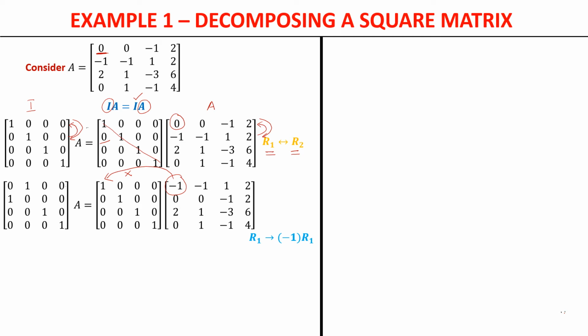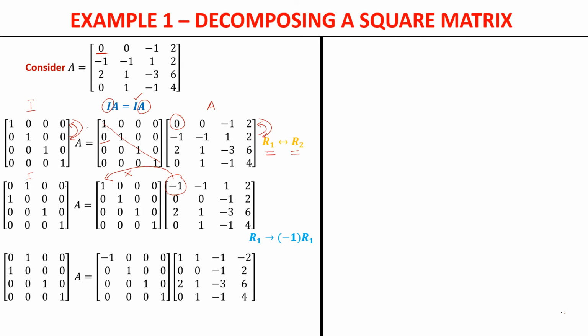So the permutation matrix P continues to be as it is, and the one which is kept as I continues to be as it is. On the left side, the only change is this. This minus 1 is now occupying this position, and the first row of the right hand side A is multiplied by minus 1, so it becomes 1 1 minus 1 and minus 2.